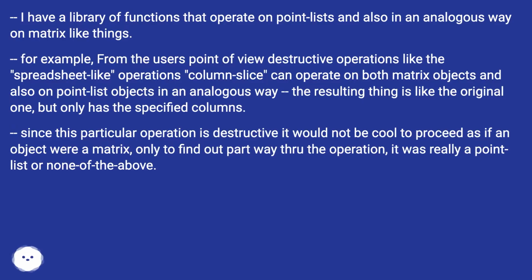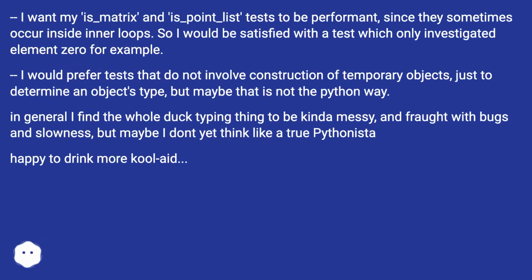Since this particular operation is destructive, it would not be cool to proceed as if an object were a matrix, only to find out part way through the operation it was really a point list or none of the above. I want my is_matrix and is_point_list tests to be performant, since they sometimes occur inside inner loops. So I would be satisfied with a test which only investigated element 0, for example. I would prefer tests that do not involve construction of temporary objects just to determine an object's type, but maybe that is not the Python way.